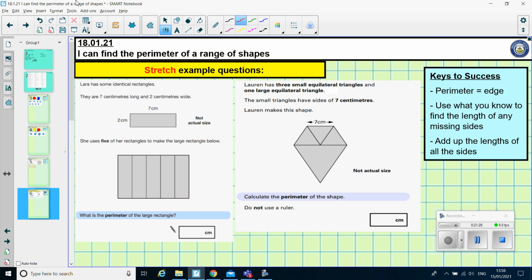Lara has some identical rectangles. They are 7 centimetres long and 2 centimetres wide, and they've given us a picture of that. She uses 5 of her rectangles to make the large rectangle below. What is the perimeter of her large rectangle? We've got to use what they've told us here to work out the perimeter. If you pause the video now and have a go, I will then go through the answer.